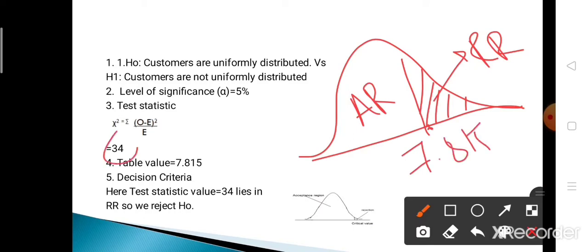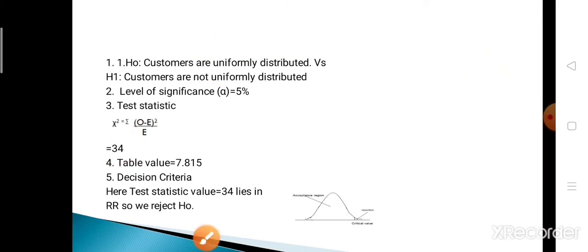This test statistic value 34 lies in which region? Rejection region, because 34 is greater than 7.815. That means it lies in the rejection region. So we reject H0, that is, we accept H1. That means the customers are not uniformly distributed. So this is the chi-square test for goodness of fit.